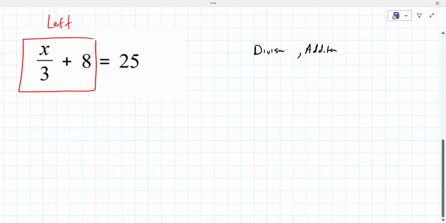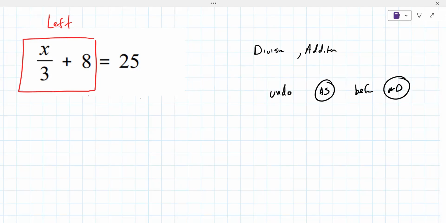You have to undo division by multiplication first. No, you undo addition and subtraction before multiplication and division. Just like in the last problem, you always undo addition and subtraction before multiplication. Okay. All right.